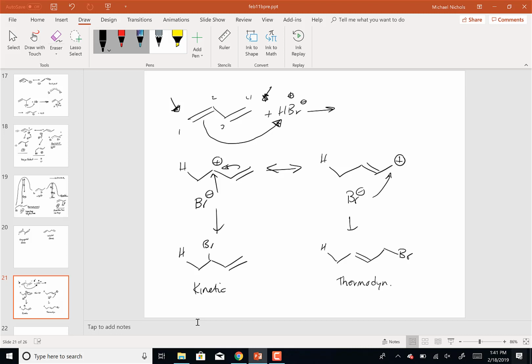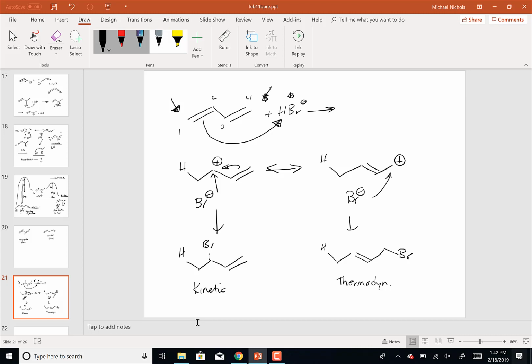Does it always have to be that way? No, not necessarily. If there's only one product, then they're both the kinetic and the thermodynamic product, which really doesn't mean much. If there's only one product, it means there's only one product. No matter how I change the conditions, I only get one product. So that's the difference here. So I've got a kinetic and I've got a thermodynamic product.